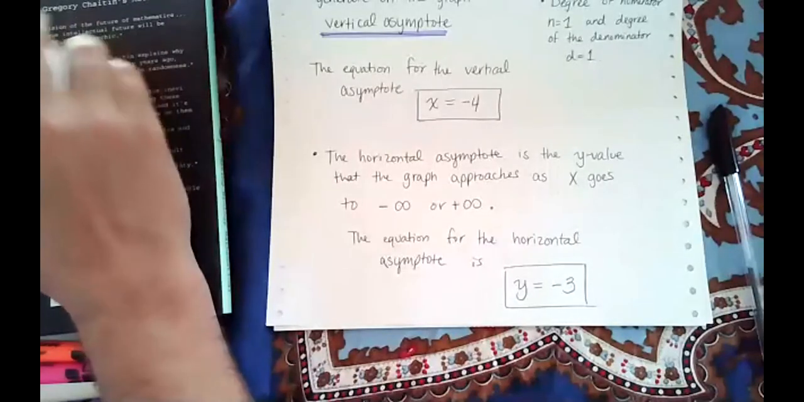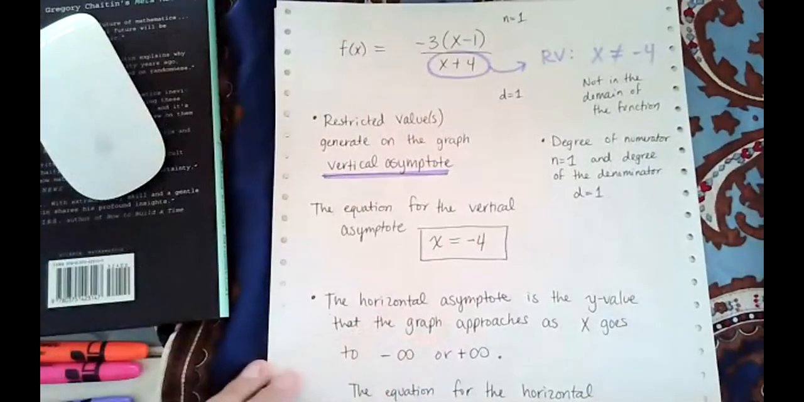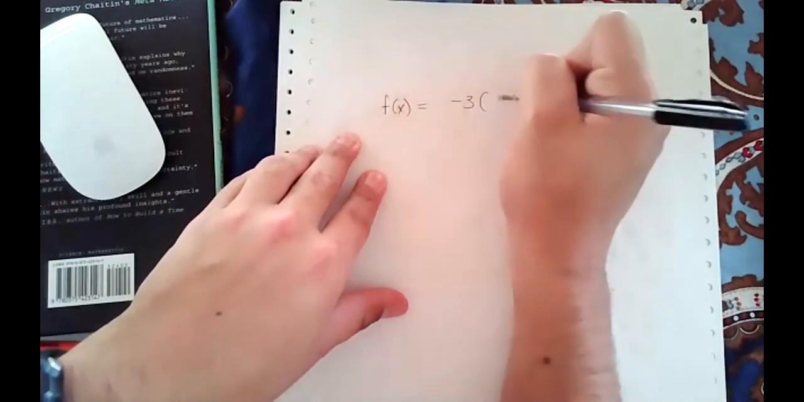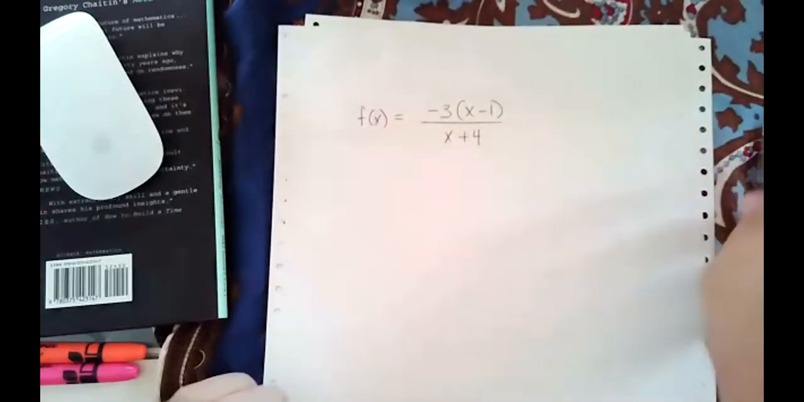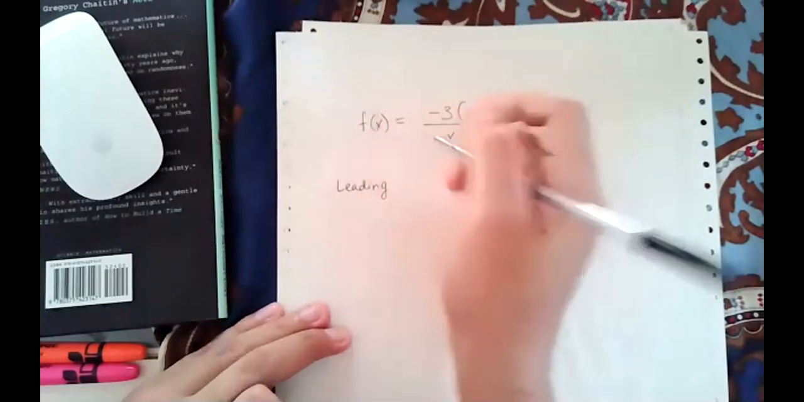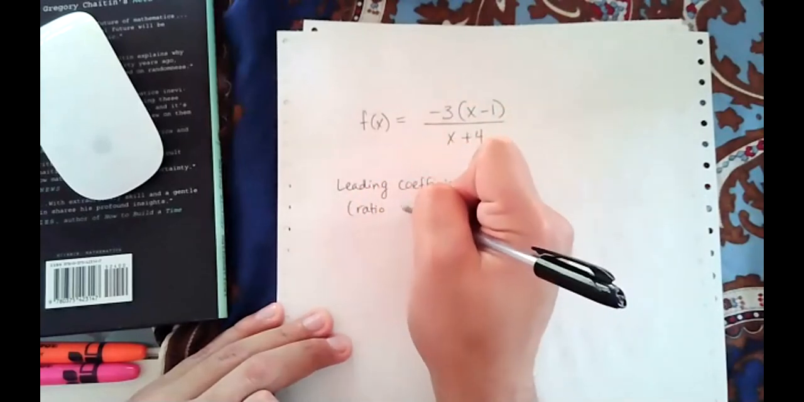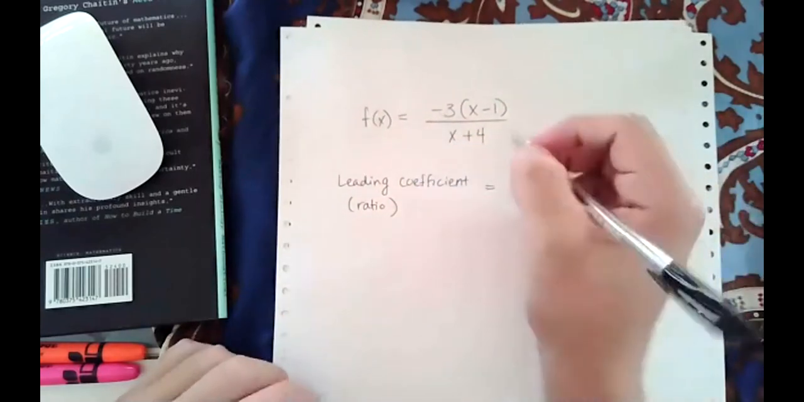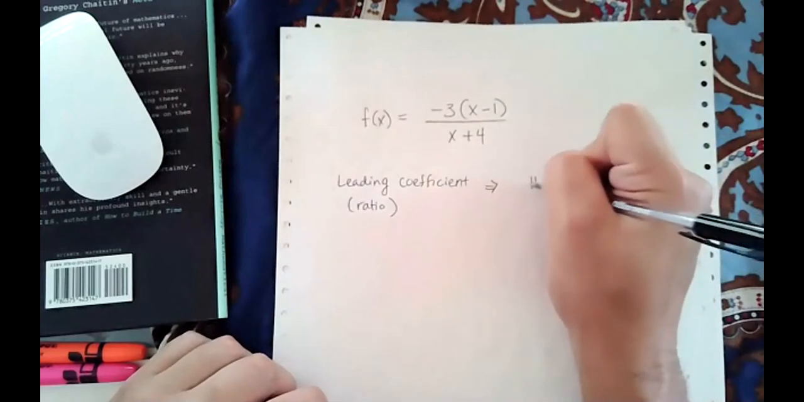Okay, so let's continue examining this particular function. So we have this function, negative 3 x minus 1 over x plus 4 on the bottom. And what you'll notice is that for all of these functions, the leading coefficient, or the ratio of the leading coefficients, the leading coefficient on top is equal to negative 3. The leading coefficient will give you the horizontal asymptote.